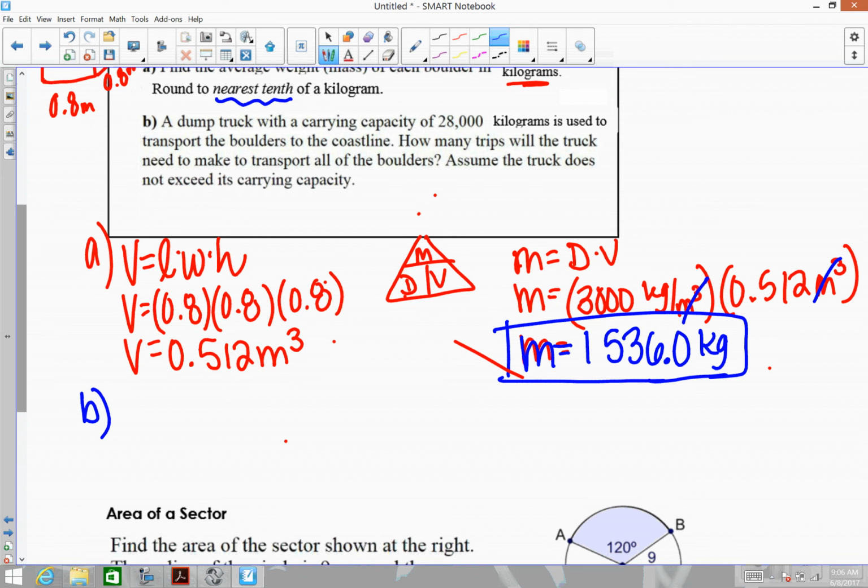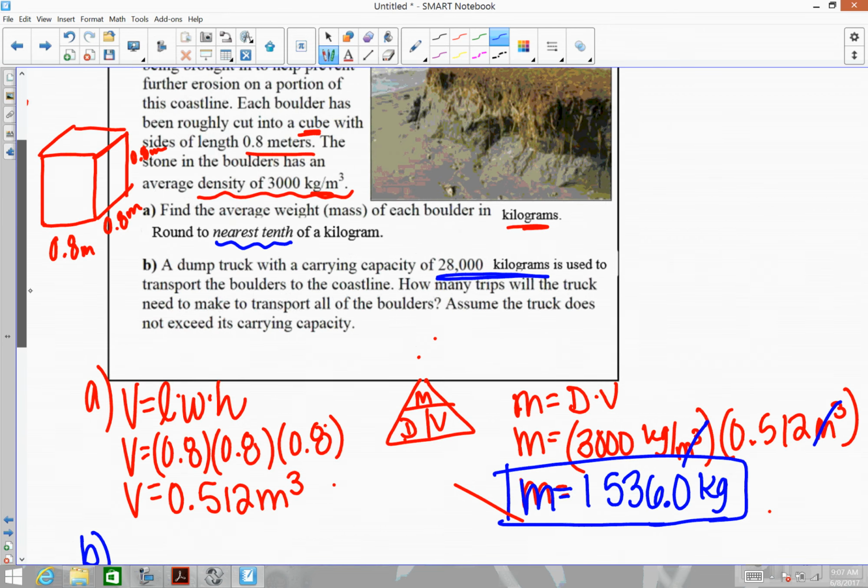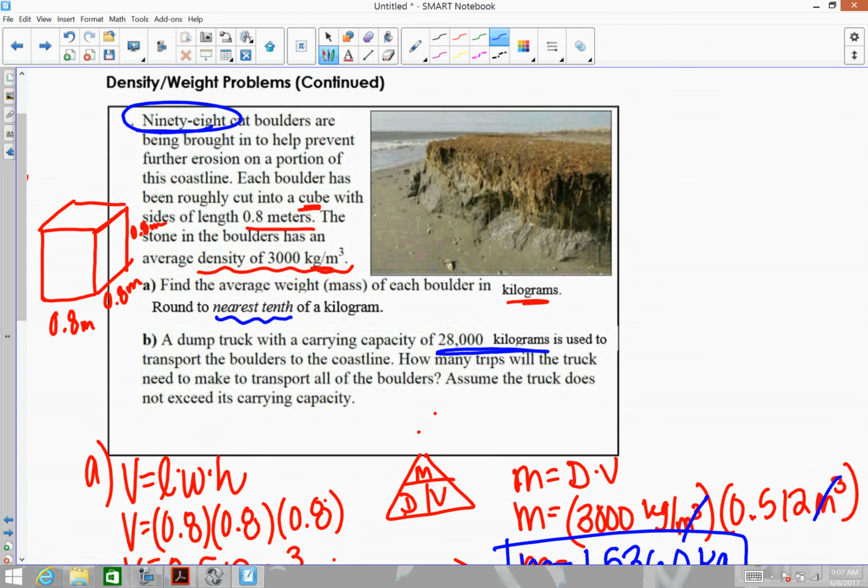So for part B, a dump truck with a carrying capacity of 28,000 kilograms is used to transport the boulders to the coastline. So the truck can only hold 28,000 kilograms. How many trips will the truck need to make to transport all of the boulders? Each boulder is 1,536 kilograms. If we go back up to the top, we have to transport 98 boulders. Sometimes it's easy to overlook numbers that are written out in words, but there's 98 boulders.